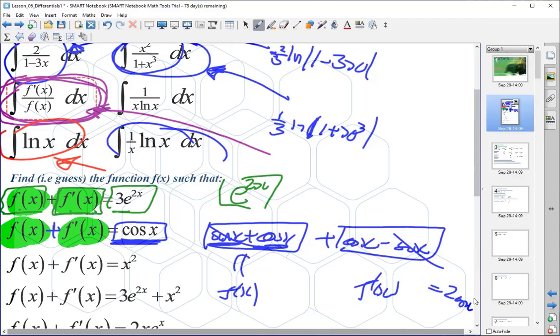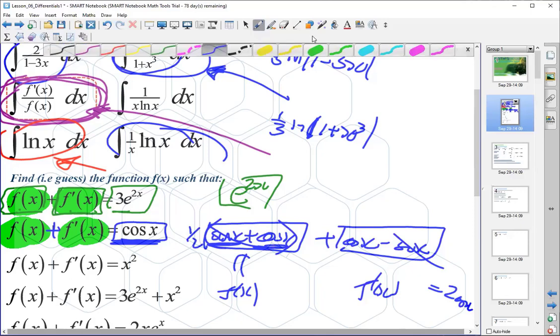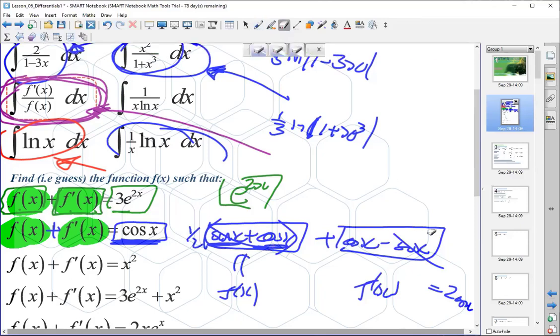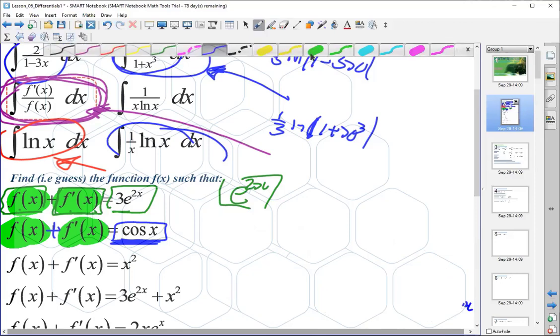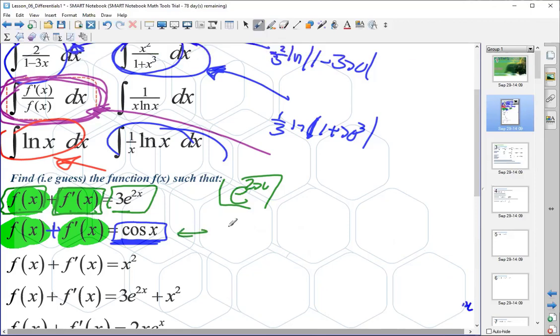So you just halve it. Just halve it. Okay, so there's our f of x: f of x is a half bracket sine x plus cos x. Okay, we want to try another one here.